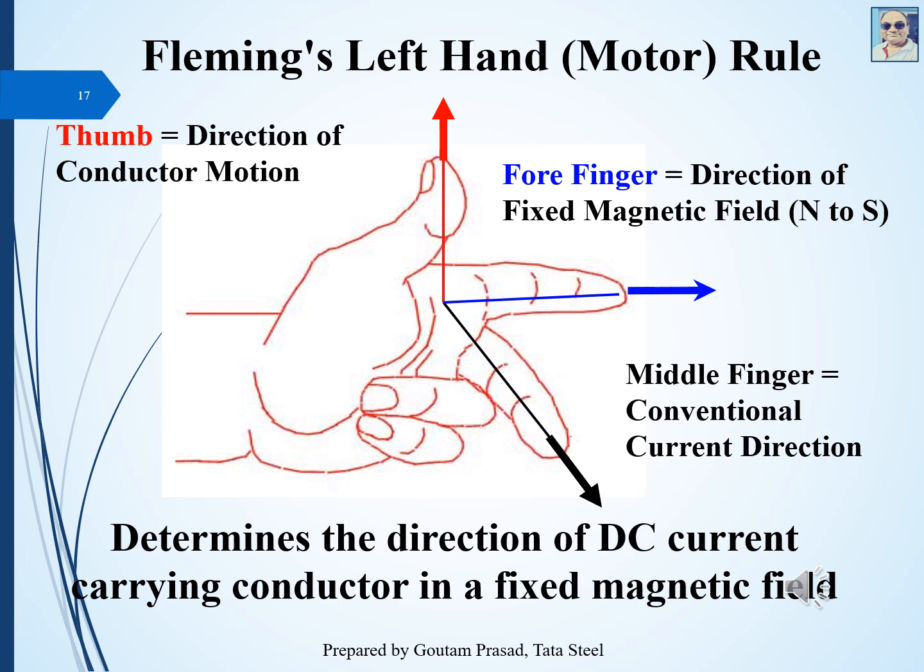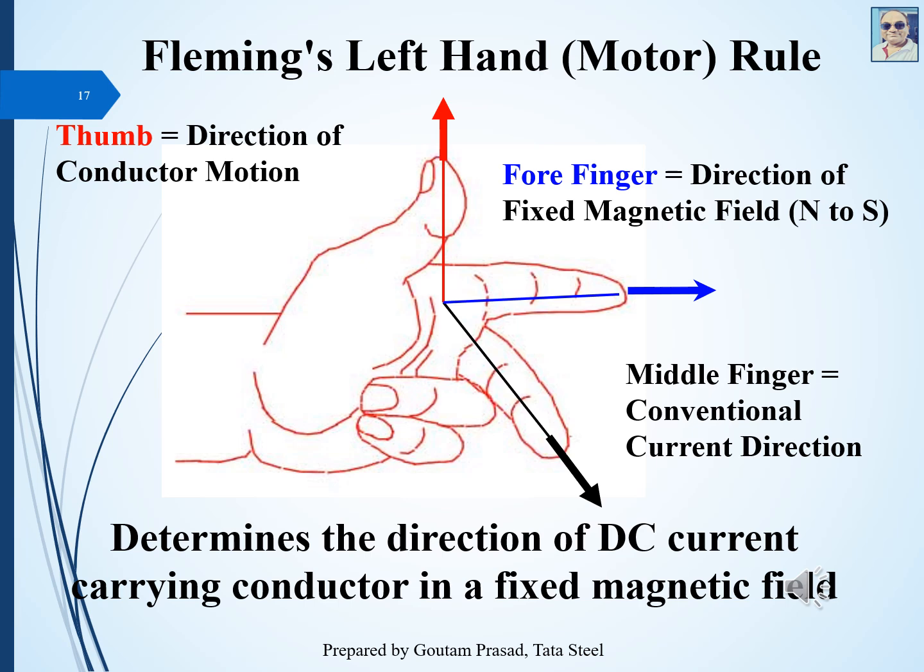We have Fleming's left-hand rule that better explains the relationship of the current, magnetic field, and the direction of the force. So Fleming's left-hand rule says if you stretch your thumb, forefinger, and middle finger in such a manner that they are perpendicular to each other, then if your forefinger is towards the direction of the magnetic field and middle finger is in the direction of the current through the conductor, then your thumb will represent the direction of the force on the conductor.